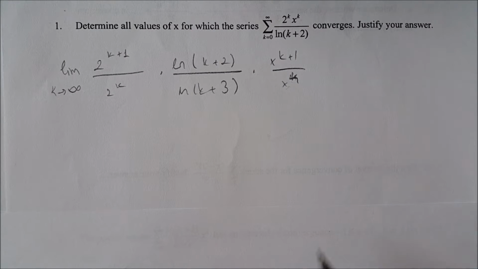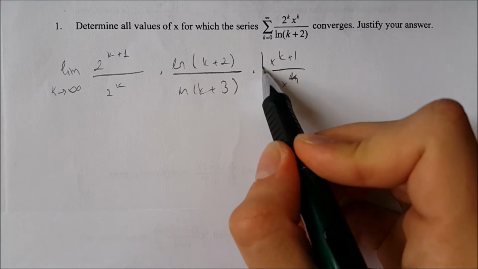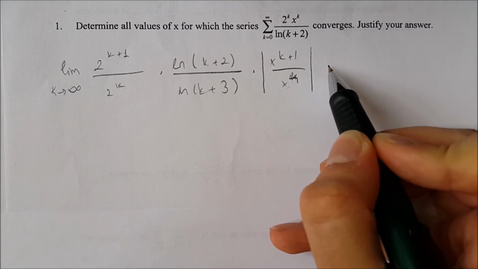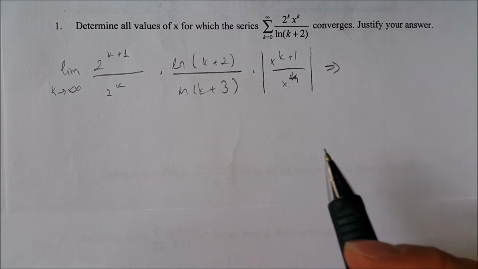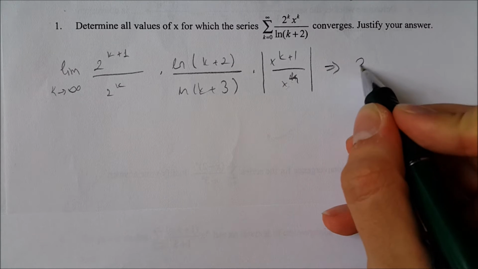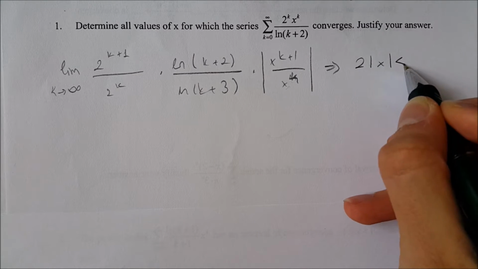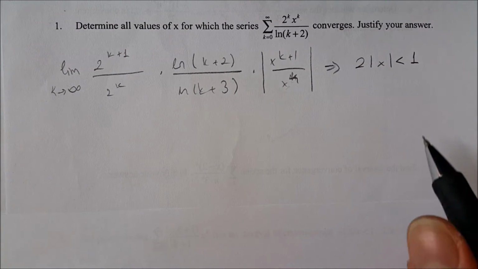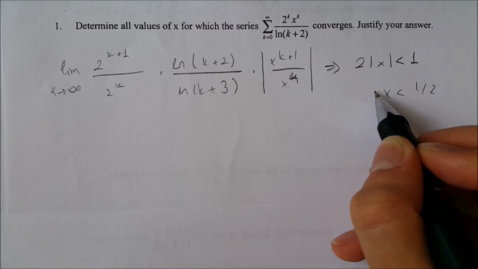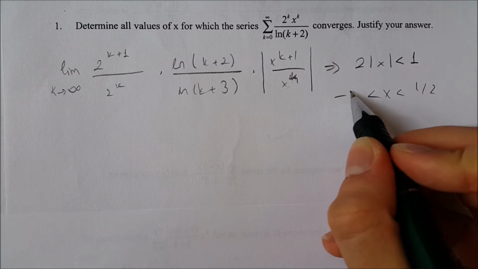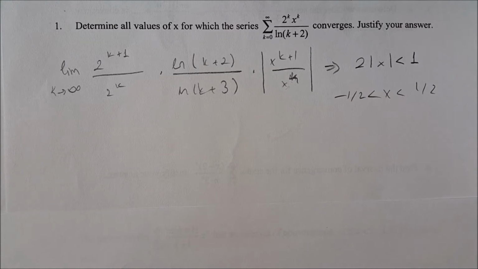So if you take the limit of this, which is between 1 and negative 1, then you would get the absolute value of 2x smaller than 1, which means that x is between 1 over 2 and negative 1 over 2. Do not forget the absolute value, otherwise your answer would be incorrect.